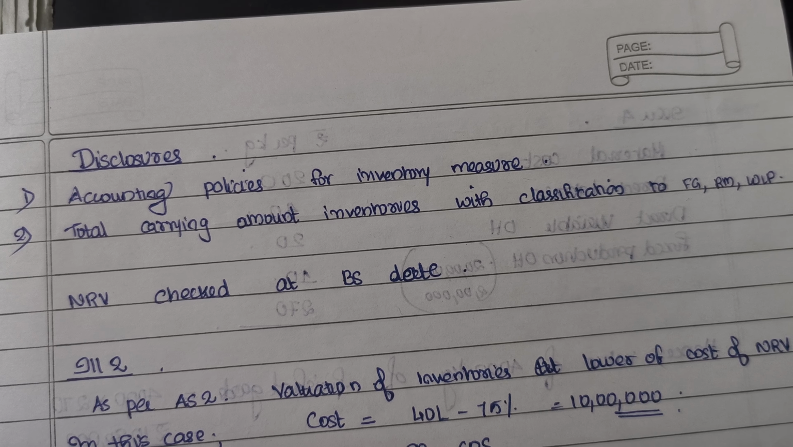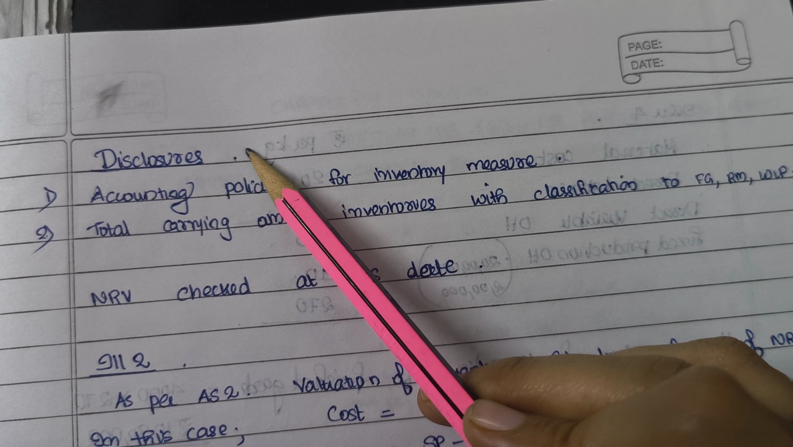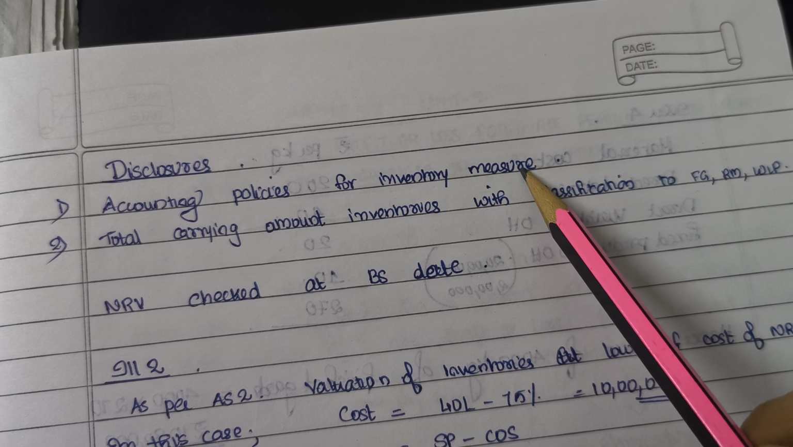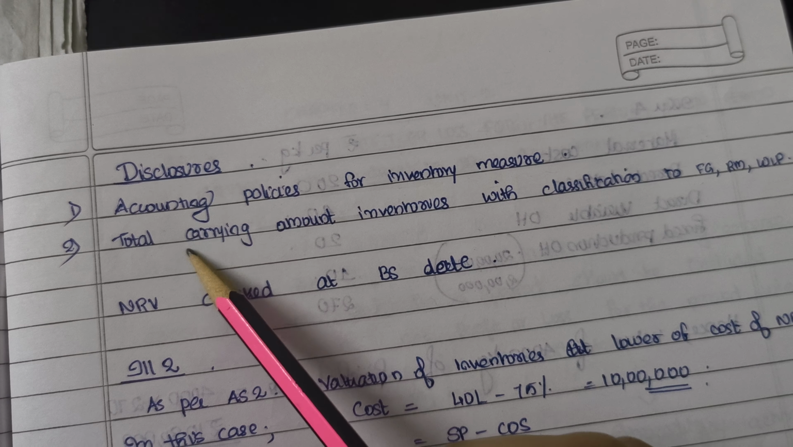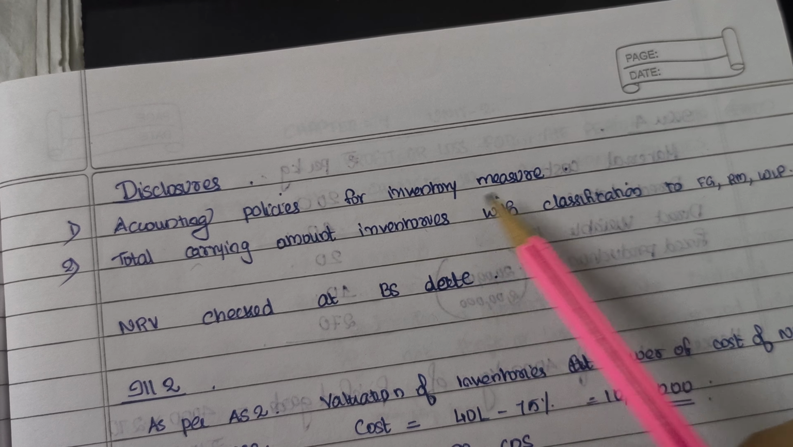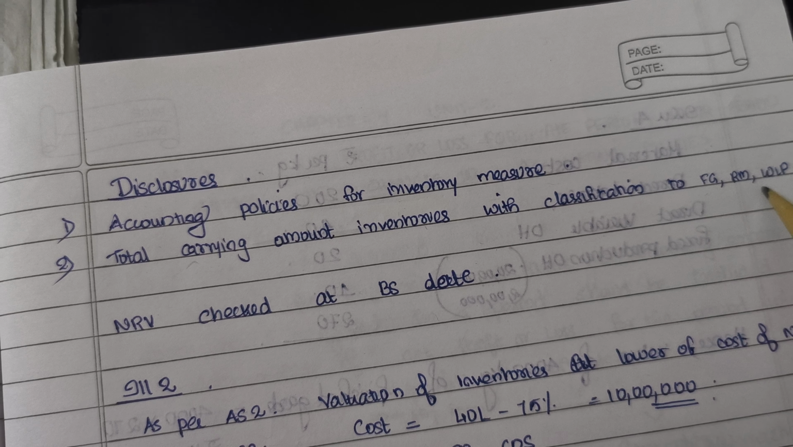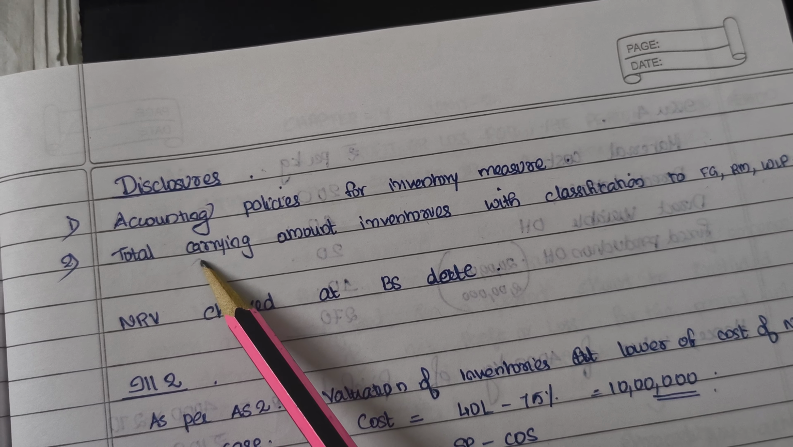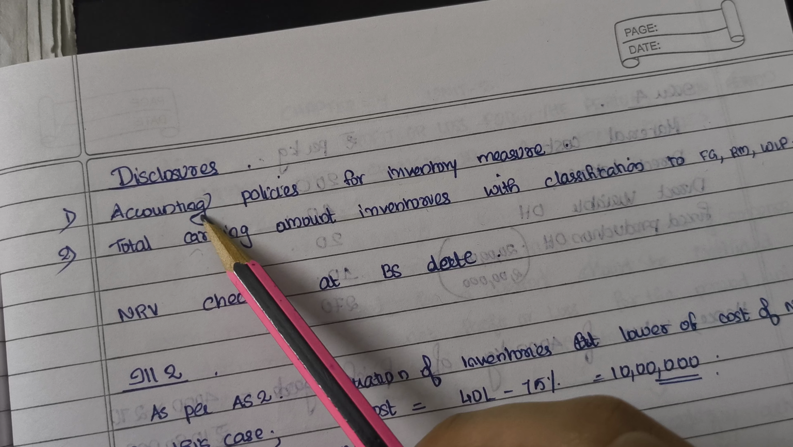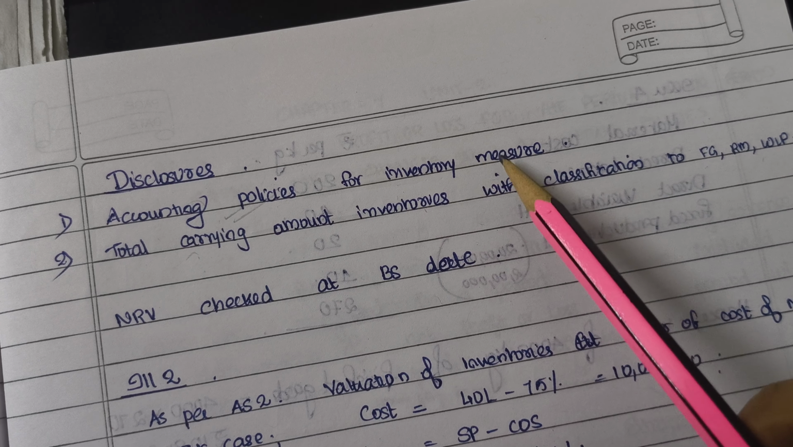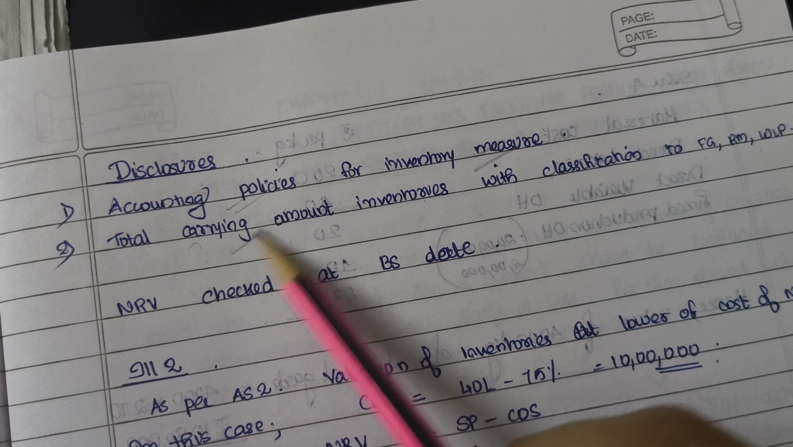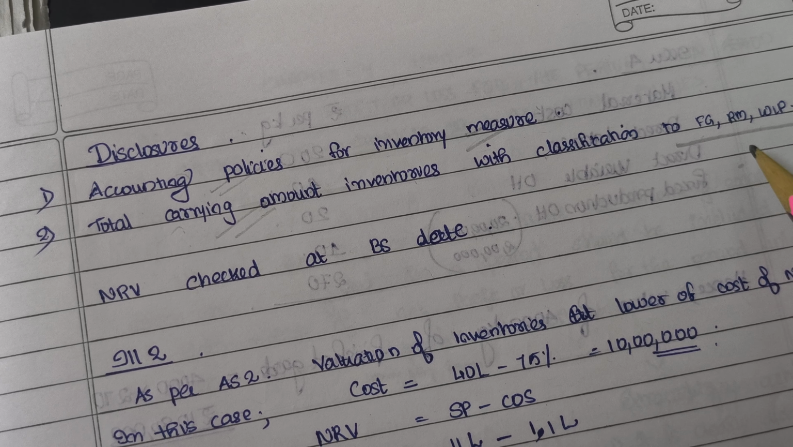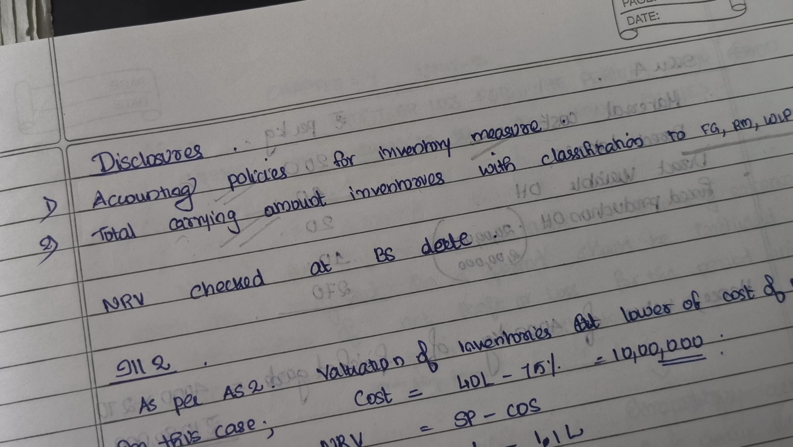Now let's see what the disclosure requirements are as per AS 2. Accounting policies for inventory measurement have to be disclosed, and the total carrying amount of inventories with classification into finished goods, raw materials, and work in process. So these are the two disclosure requirements as per AS 2. First we have to disclose the accounting policies for inventory measurement, and the total carrying amount of inventory by classifying it into finished goods, raw materials, and work in process.